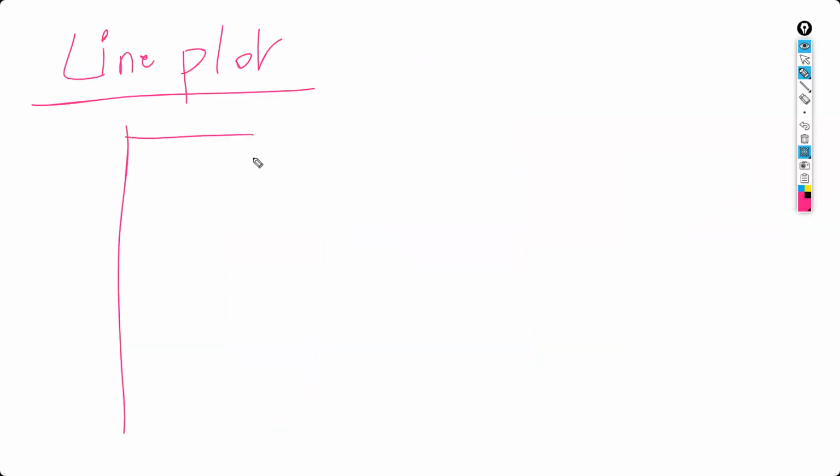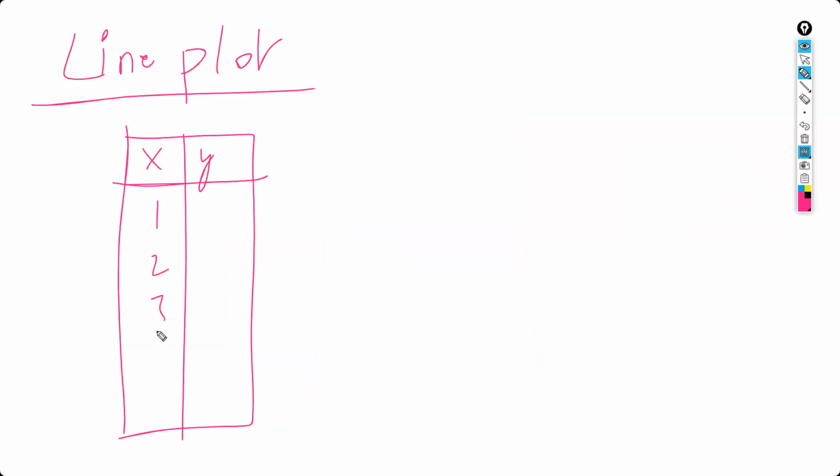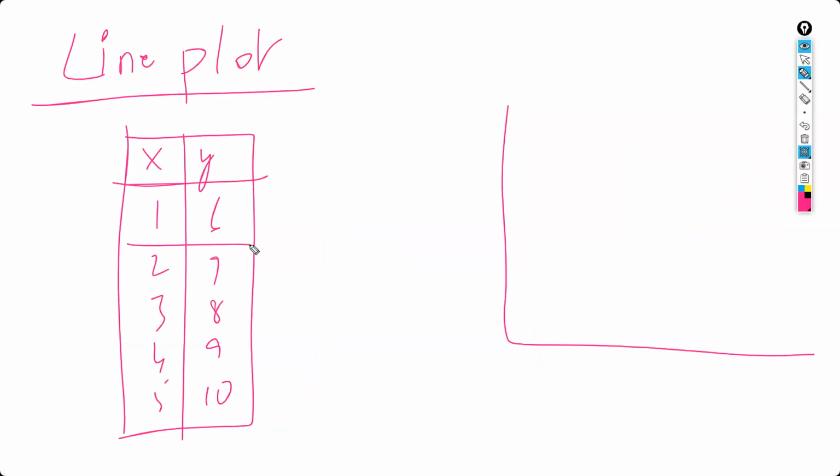For example, I want to draw the line plot between 2 columns like this, x comma y. 1, 2, 3, 4, 5, 6, 7, 8, 9, 10. The first step I have to draw is called a scatter plot. What is meant by scatter plot? This is the point 1 comma 6. On the x-axis you take 1, on the y-axis you take 6. Keep one dot. This dot is called a scatter point.